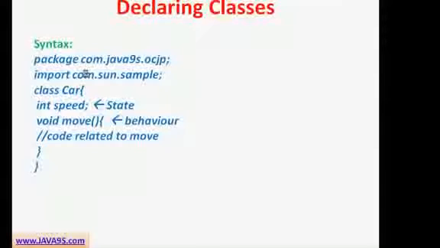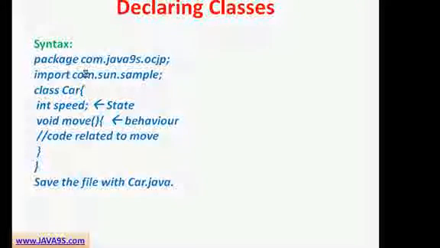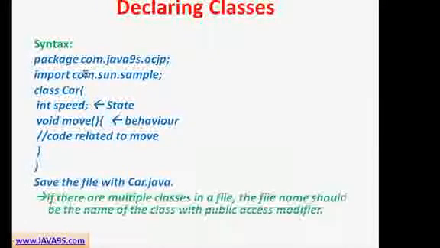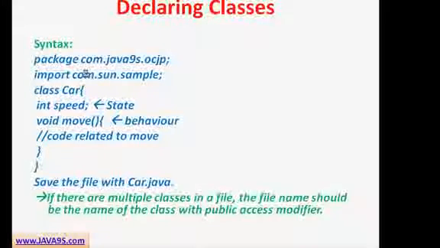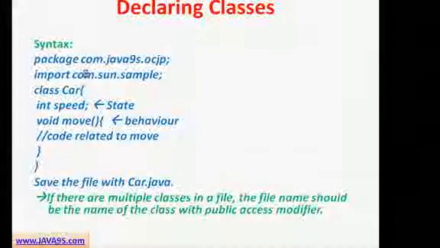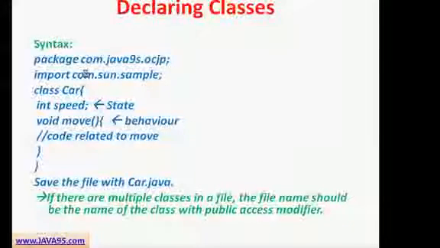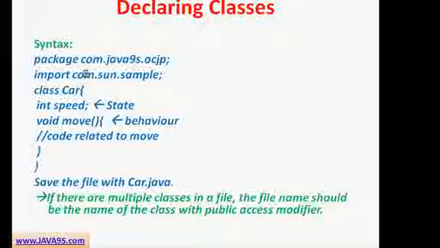So finally comes the naming of the file. The name of the file is going to be the name of the class itself. That means we're going to name this particular class car.java. If you have multiple classes in a file, the file name should be the name of the class which has public as an access modifier. We'll look at access modifiers in the next session.